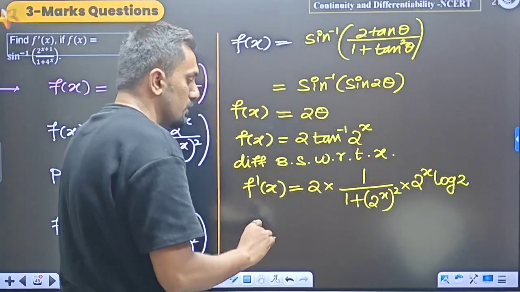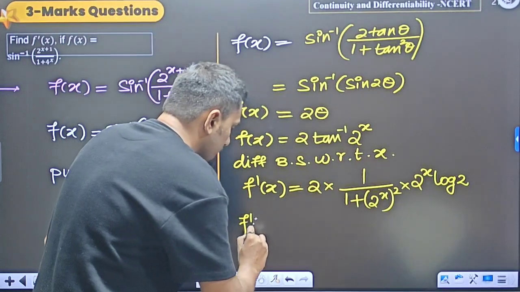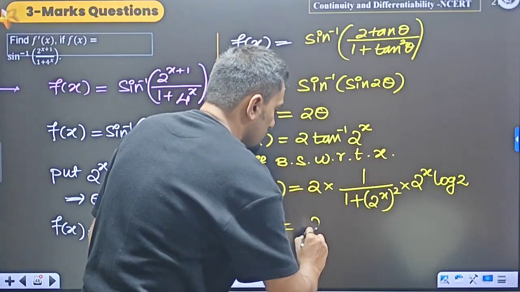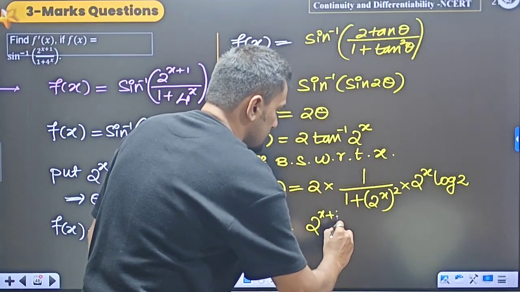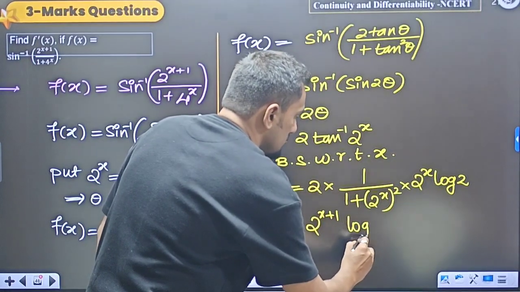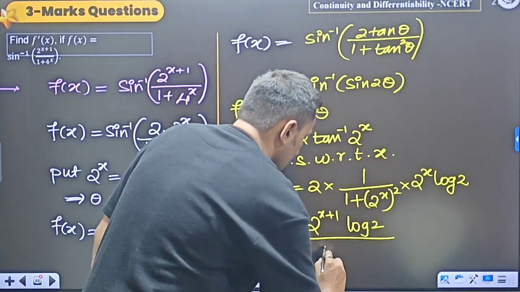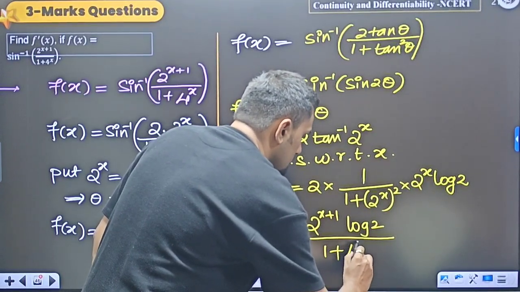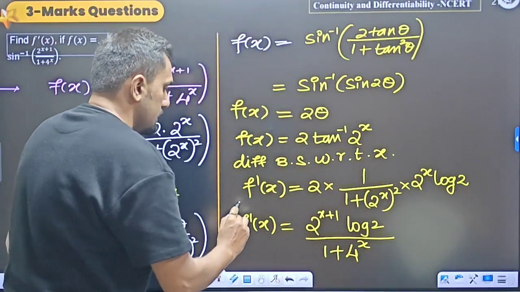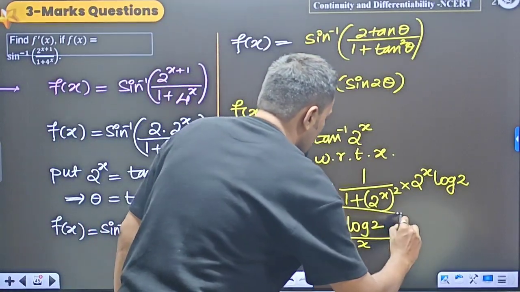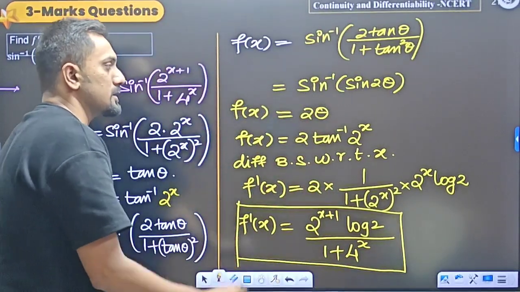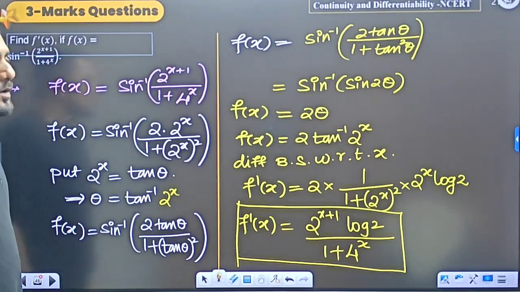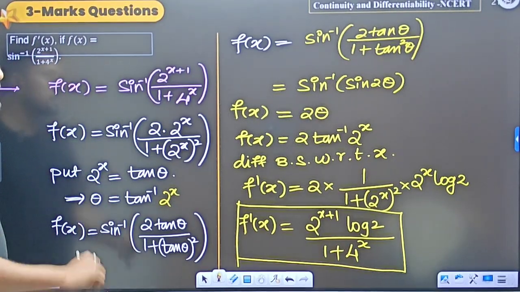If you simplify this further, f dash of x is equal to 2 into 2 raised to x, that is 2 raised to the power x plus 1, into log 2, divided by 1 plus 2 raised to x whole square, which can be written as 4 raised to the power x. This is the required derivative of the function. If you write this much, then you will get 3 out of 3 marks. Pause the video and note down the answer.